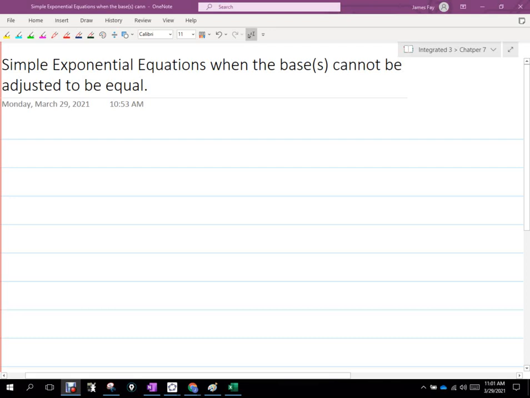Sorry. We're going to talk about simple exponential equations when the bases cannot be adjusted to be equal. Okay? When the bases cannot be adjusted to be equal. So each one of these, and I say simple because there's nothing you have to do prior to.